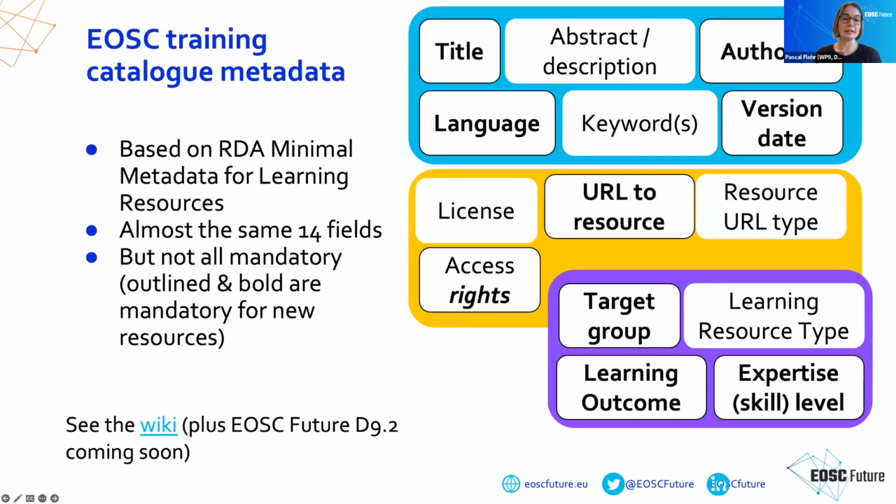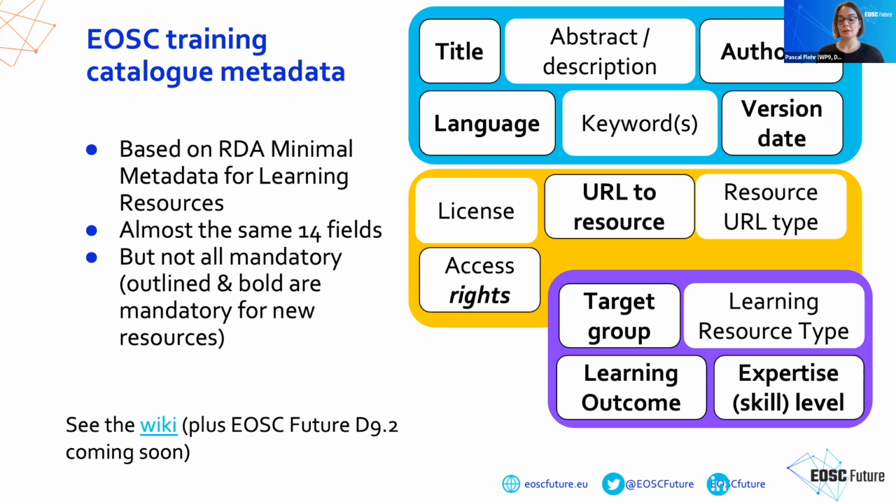And in the EOS training catalog, the metadata that are required are very much based on these RDA minimal metadata for learning resources, almost the same 14 fields, except that instead of access cost, you see there is access rights. And that's just a bit broader because there's not necessarily a cost involved, but you might still have to register, for example. The main difference is that not all are mandatory, because you have to make this balance between wanting to have useful materials there, but the metadata not necessarily being available.